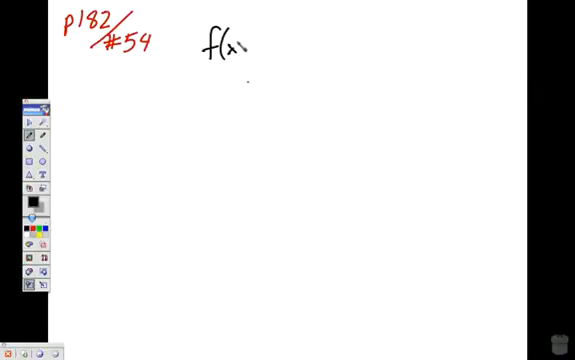F of x equals the sine of 2x, but this is a piecewise function. It's only the sine of 2x for values of x that are less than or equal to 0. And it's m times x for x greater than 0.